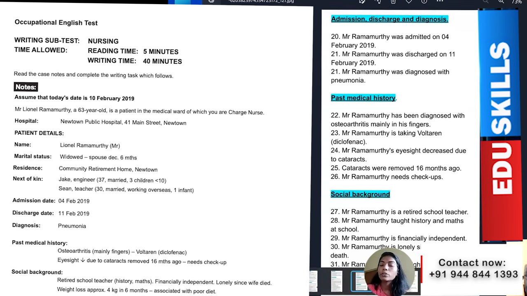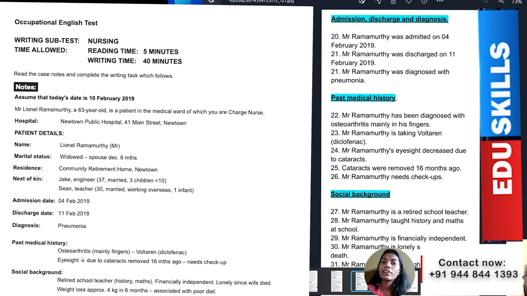In the next portion of the case note, we can see the admission, discharge and diagnosis information. Like that, we have to make simple sentences. Here I have given the example. Like this we can write, Mr. Ramamurthy was admitted on 4 February 2019. Mr. Ramamurthy was discharged on 11 February 2019. Mr. Ramamurthy was diagnosed with pneumonia. So from the case note, each and every piece of information we have to make into a simple sentence, and that should be a complete sentence. The next portion in the case note is the past medical history.